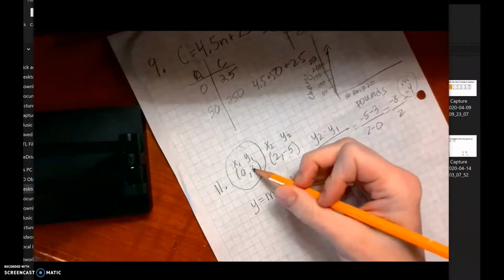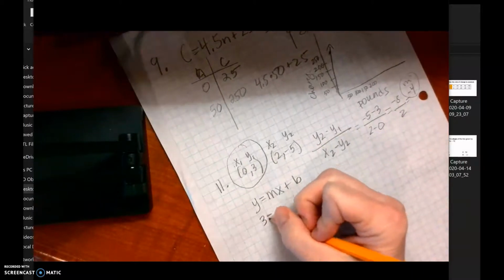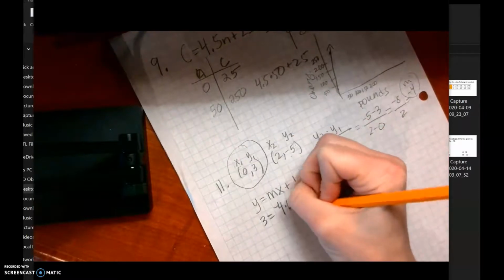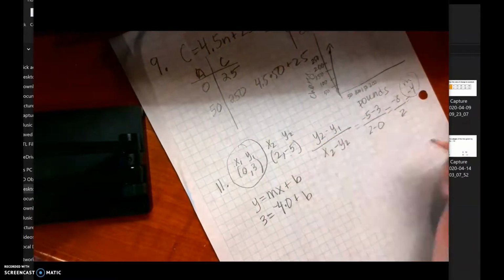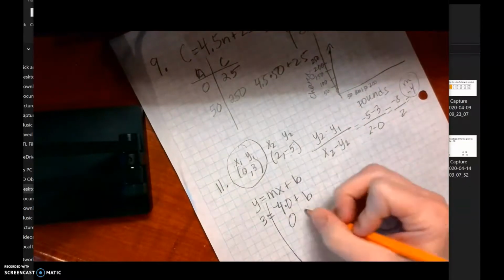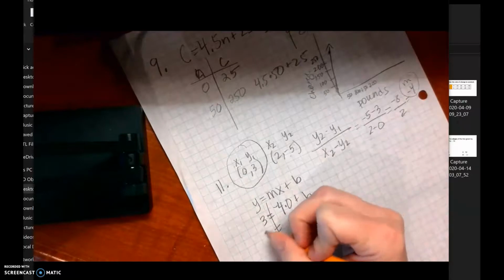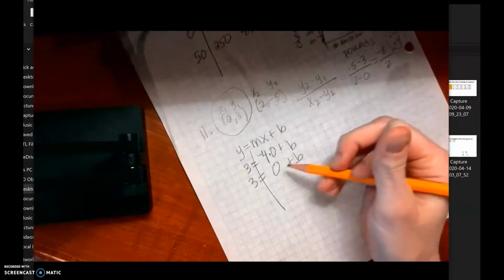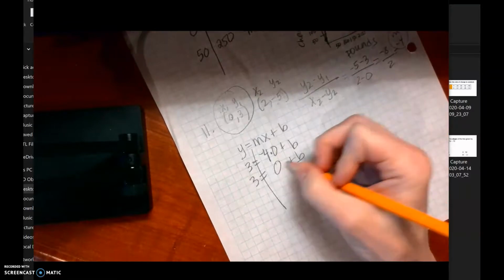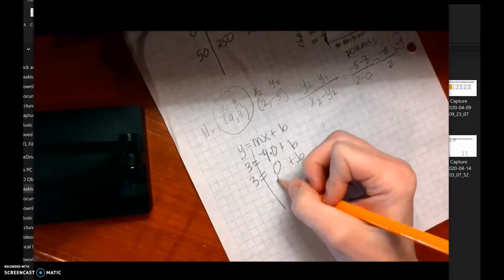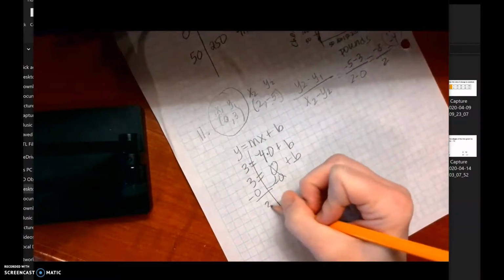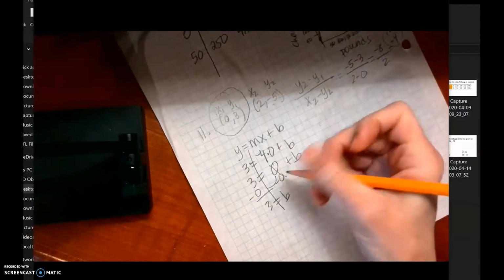So y is 3, m is -4, and x is 0, and b is unknown. -4 times 0 is 0. So 0 plus what equals 3? Well, 0 plus 3 equals 3. If I can't tell, then I'll subtract 0 from each side. And 3 minus 0 is 3, so b equals 3.